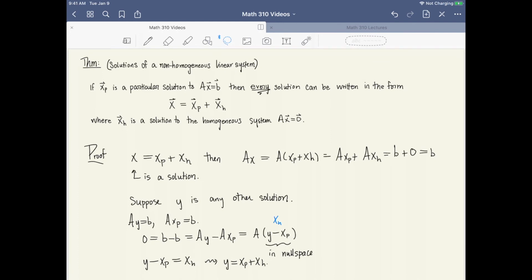Any vector that solves Ax = b can be found in this way. You find a particular solution, and then you modify it by anything in the null space. That gives you a general description of solutions to the non-homogeneous linear system Ax = b. It would be good now for us to do an example of this.